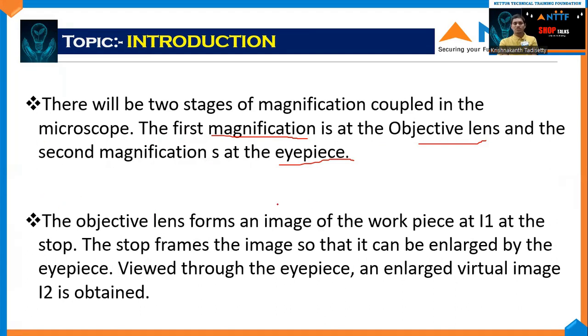The objective lens forms an image of the workpiece, I1, at the stop. The stop frames the image so that it can be enlarged by the eyepiece. Viewed through the eyepiece, an enlarged visual image I2 is obtained. I1 is the image obtained of the workpiece, and I2 is the visual image obtained at the eyepiece.